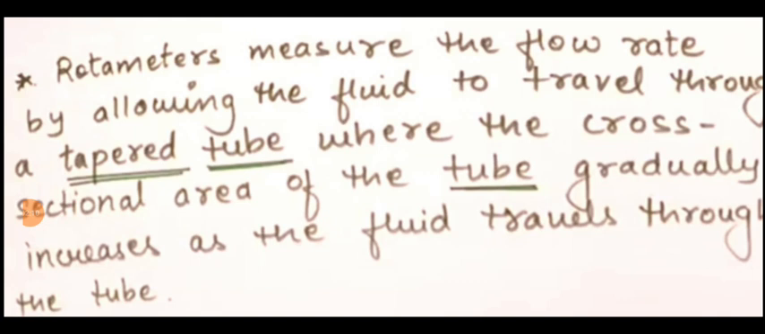So this is the basic principle on which the rotameter works: allowing the fluid to travel through a tapered tube. In the rotameter we have a tapered tube where the cross sectional area of the tube gradually increases. The bottom of the tube will be narrow and the top of the tube will be wider, so we'll see it in the image. That cross sectional area will be gradually increasing. This is the principle the rotameter works on.